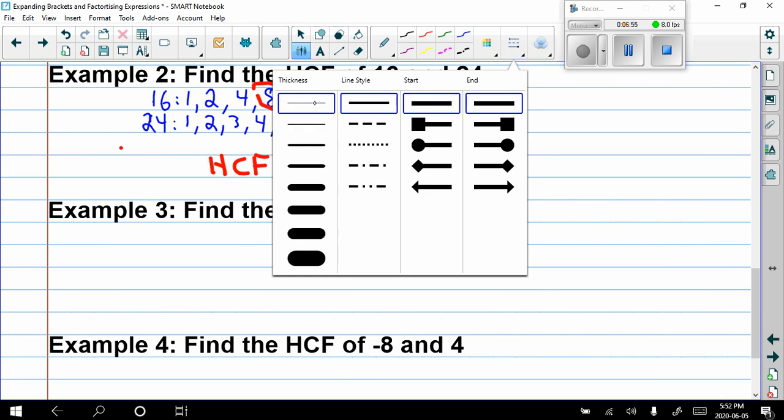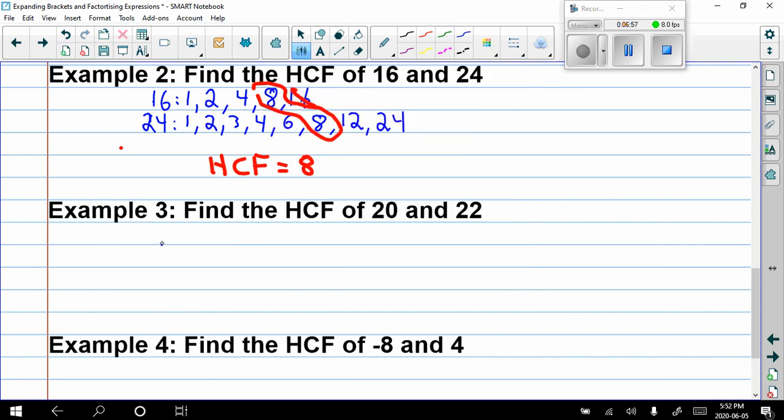Next one, let's do the highest common factor of 20 and 22. So write out all of your factors for 20, which is 1, 2, 4, 5, 10, and 20. And for 22, we then have 1, 2, 11, and 22.